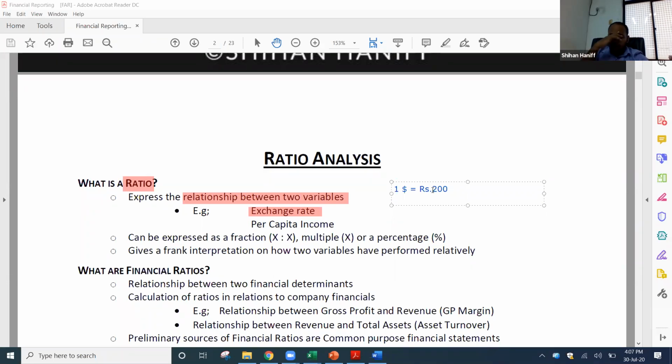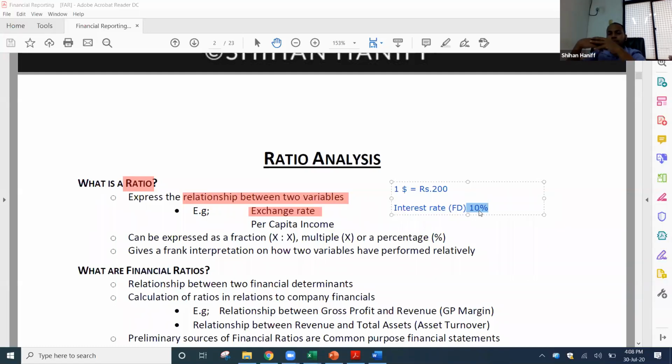And if you take, let's say, interest rate in the bank, fixed deposit. If the interest rate, let's say, is 10%, so 10% is a ratio. It's the relationship between your investment and return. If you invest 100 rupees, you are getting 10 rupees as the interest. So it's a relationship between two different variables, two different items.